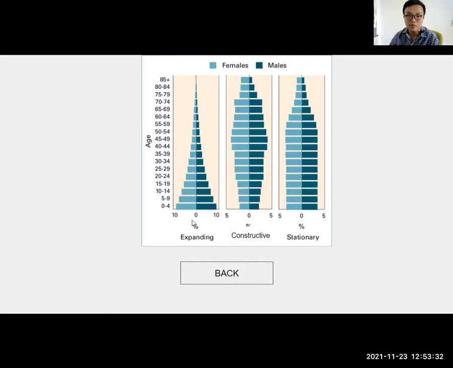Right. Population pyramid. So the population pyramid reflects the population growth in a certain country. You have expanding, in which there are more younger generation. You have constructive, and you have stationary.